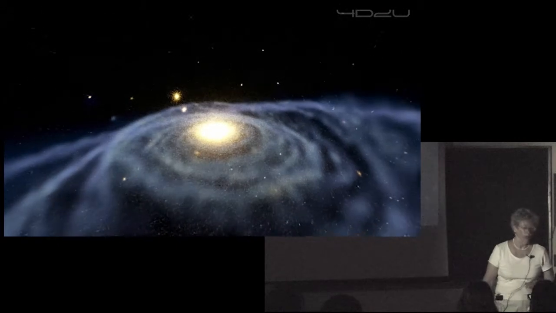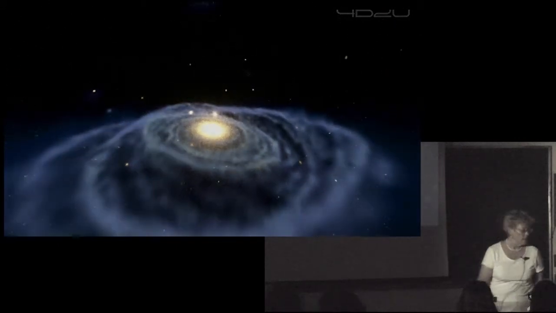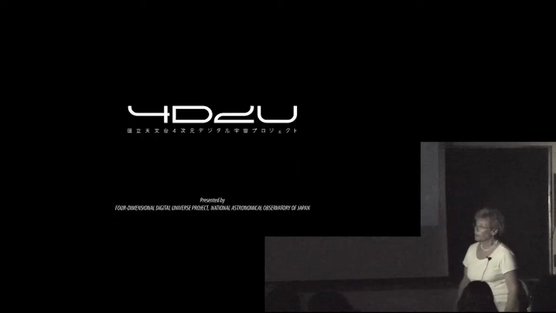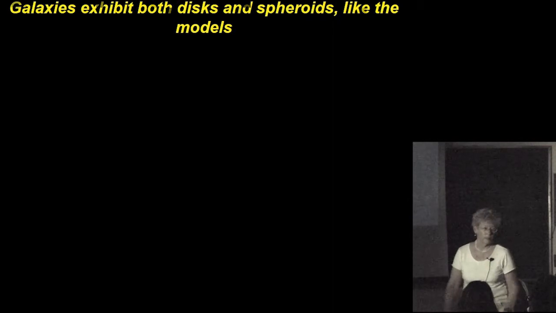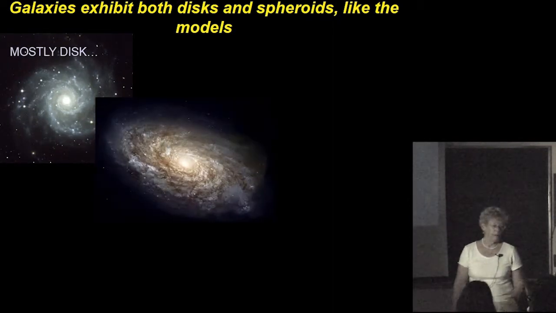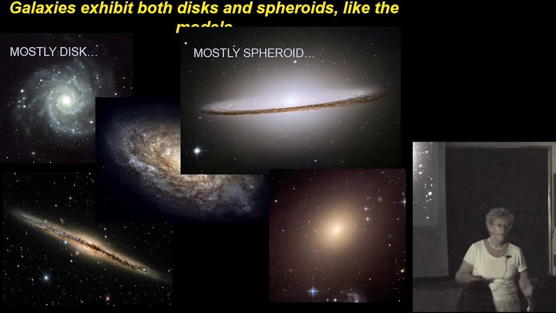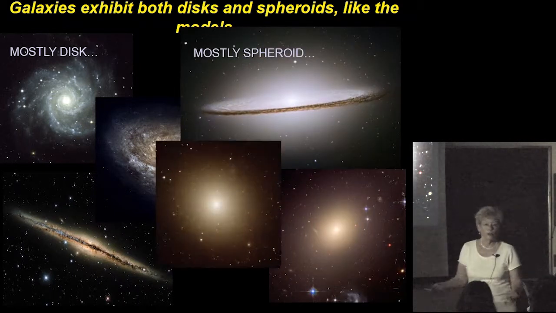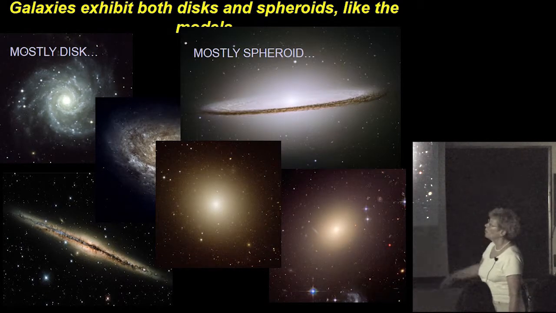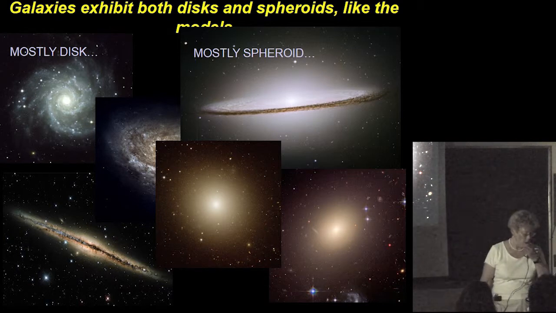Okay? So let's observe that. Galaxies exhibit both disks and spheroids, just like the models. Here are galaxies that are mostly disks. And here is another family of galaxies, which have mostly spheroid. So it sort of depends. It's an accident of your collision history, whether or not your disks got disrupted and you turned into this form, or whether or not you were largely undisturbed and you stayed a disk.